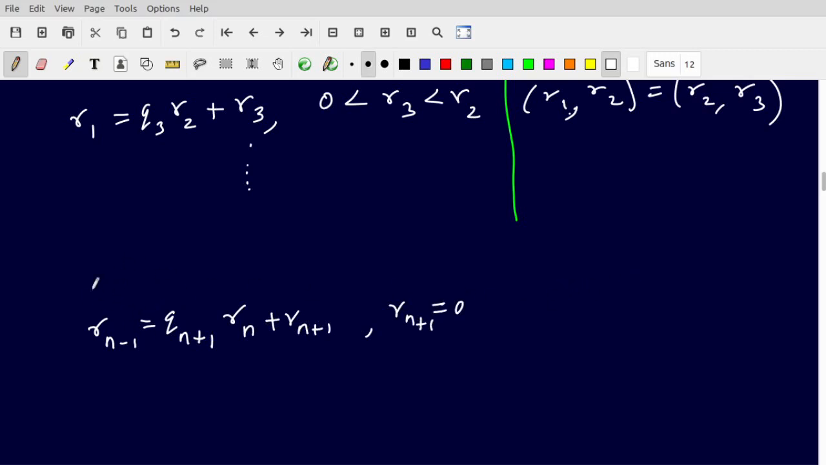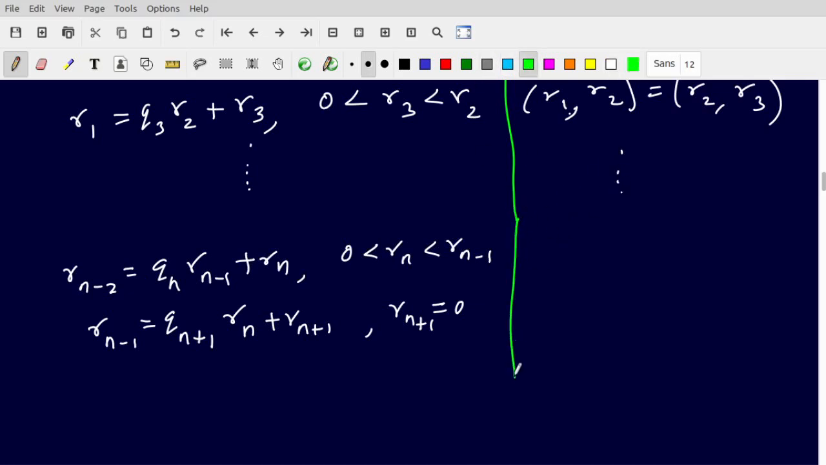What is the previous step? Rn minus 2 equal to Qn Rn minus 1 plus Rn. Here 0 less than Rn less than Rn minus 1. On the other side the GCD calculation is the following. Rn minus 1 comma Rn minus 2 is Rn minus 1 comma Rn.